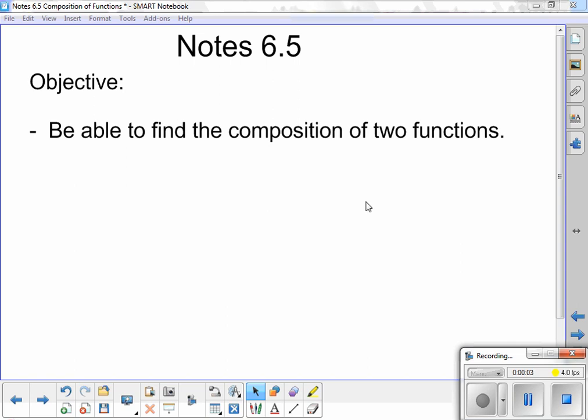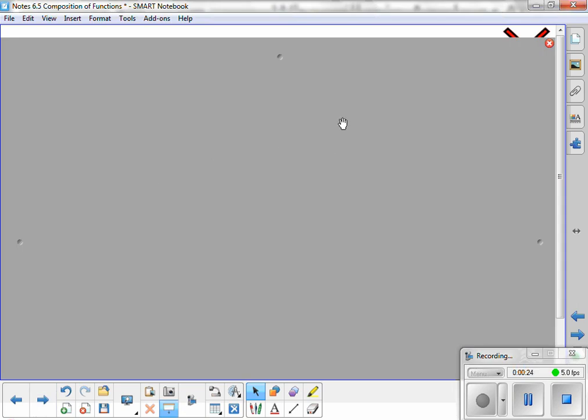Okay, here are notes 6.5. One objective today: just be able to find the composition of two functions. Basically, we're going to take two functions and compose them with each other. This is conceptually a function within a function. So let's take a look at what this looks like.